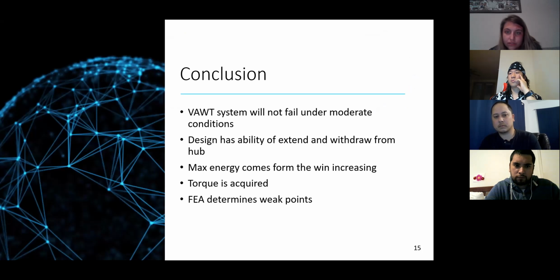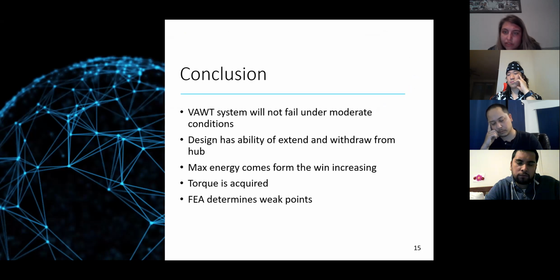And in conclusion, from this experiment, we confirm that the VAWT system will not fail under moderate conditions and can provide an increase in net power output. By having a design with the ability to extend and withdraw from the hub, the maximum possible energy that can be obtained from the wind increases.